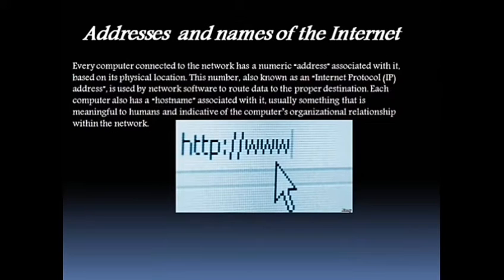Addresses and names of the internet. Every computer connected to the network has a numeric address associated with it, based on its physical location. This number, also known as an Internet Protocol or IP address, is used by the network software to route data to the proper destination. Each computer also has a host name associated with it, usually something that is meaningful to humans and an indicator of the computer's organizational relationship with the network.